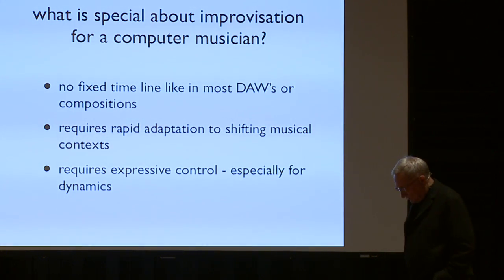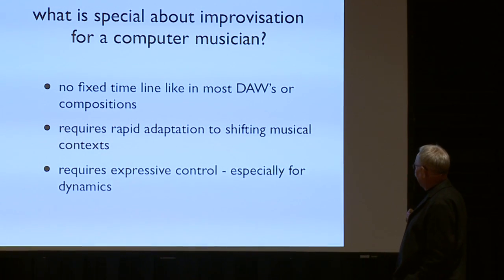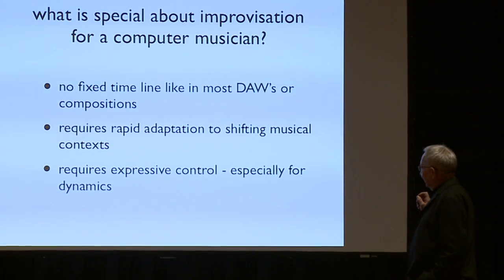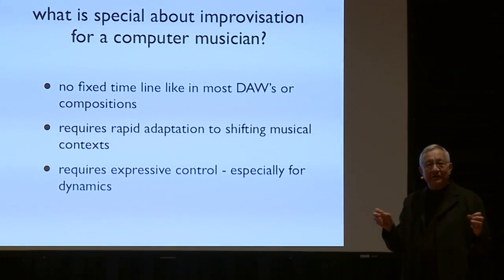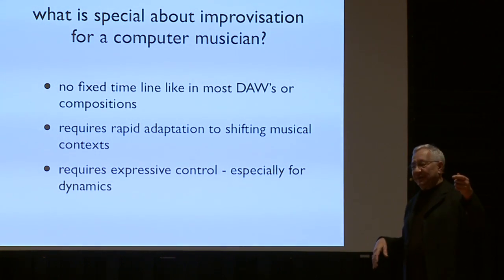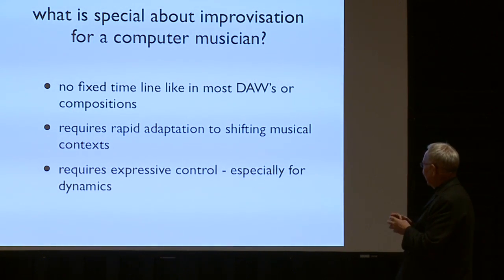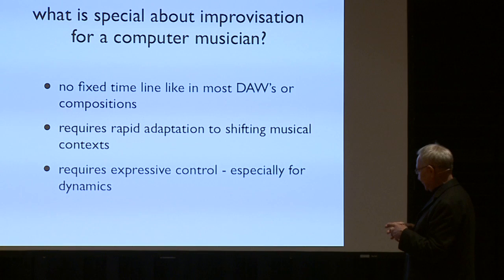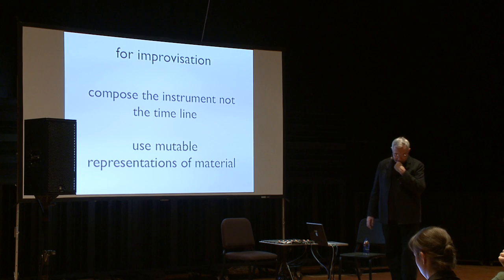And we need very mutable representations of material, as well as things that enable us to shift rapidly from one context to another and react. And I think one thing that we should really pay special attention to is the control of dynamics, being able to really play very softly, play loud, and to have that control not out at the mixing desk, well, we want it there too, but we want to have the musicians who are in the situation controlling their own dynamics and blending and so on. So that's also very important. So compose the instrument, not the timeline.